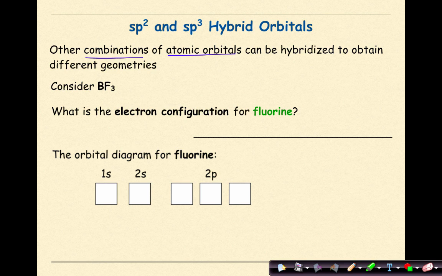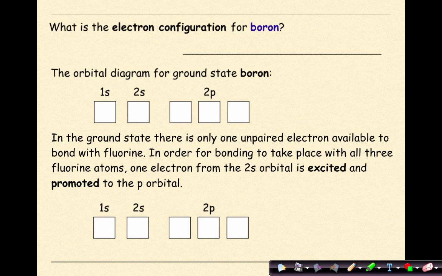Consider BF3. What is the electron configuration for fluorine? And we've done this one already, so we know that it is 1s2, 2s2, 2p5. So the orbital diagram for fluorine would look like this: 1s2, 2s2, and the last remaining 5 would fill in as so. What is the electron configuration for boron? Boron's electron configuration will be 1s2, 2s2, 2p1. The orbital diagram for ground state boron would be as follows: 1s2, 2s2, 2p1.